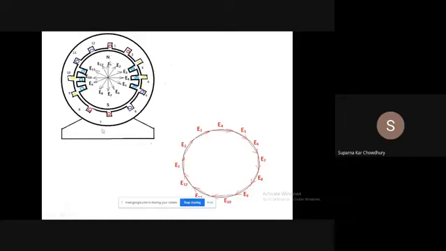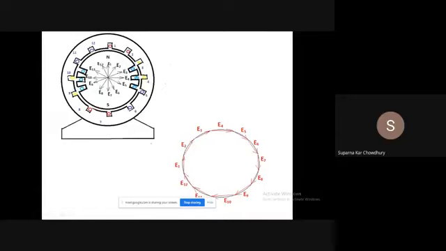Now in this particular figure, our field axis is this one, north and south. Sorry, I gave a wrong explanation earlier.